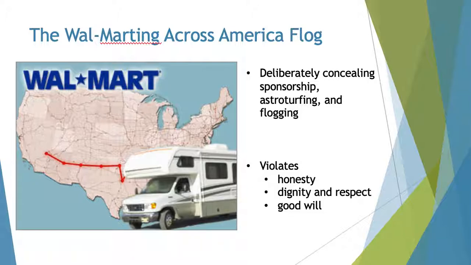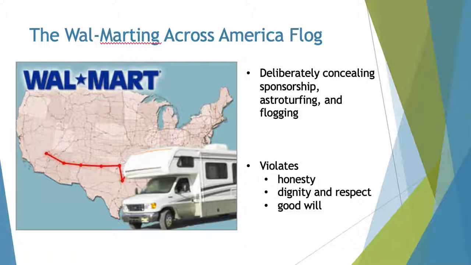So the author says that this violates three different things, according to the categorical imperative. One, it violates honesty, right? Because they were deliberately concealing the sponsorship of the blog. They were saying this is a blog by people who just love Walmart, when in reality it was a blog by people who were being paid by Walmart.